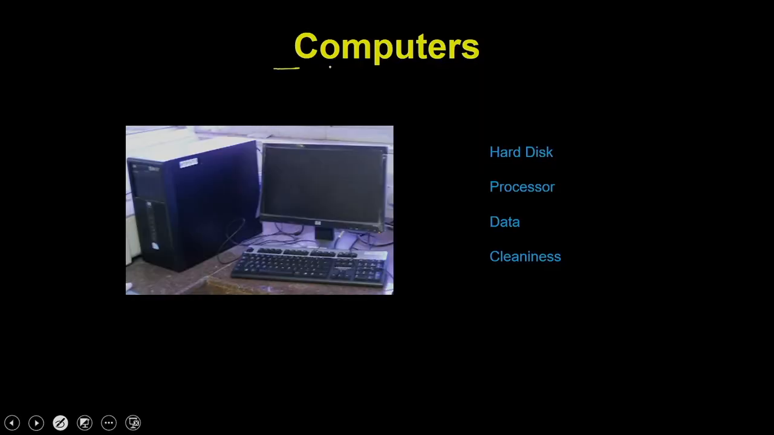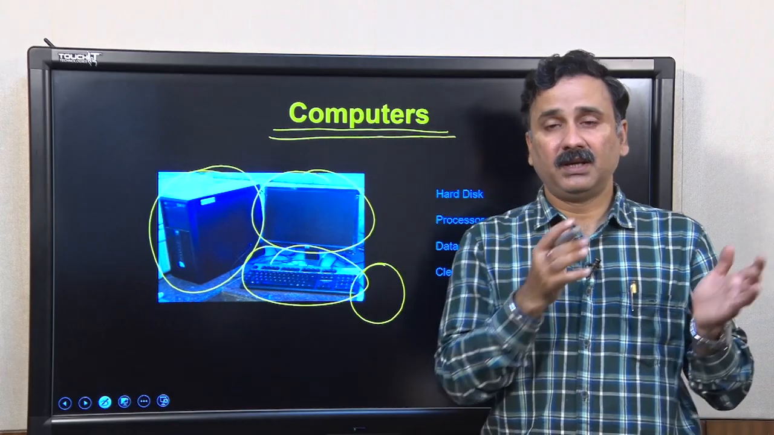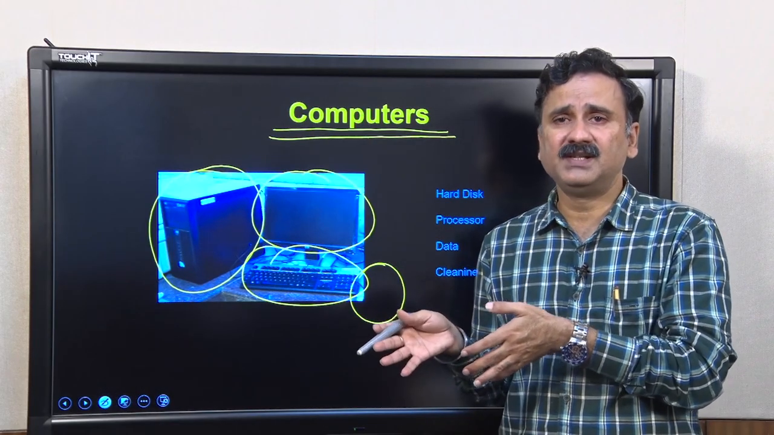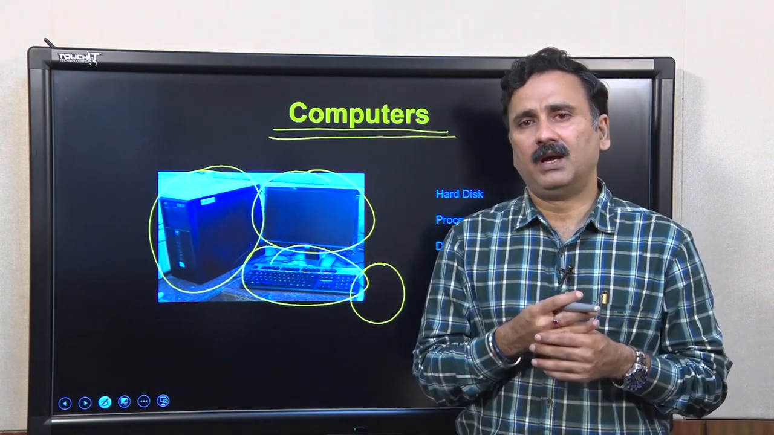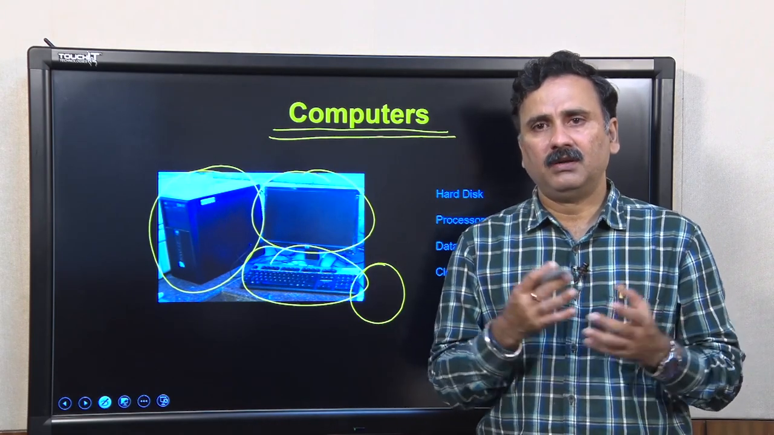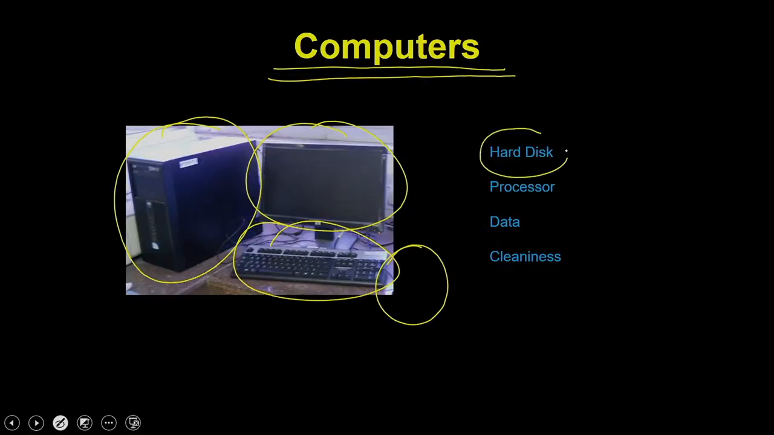Now apart from that, every lab normally contains computers. So this is a typical computer where you have a CPU, a monitor, a keyboard, and a mouse here also. Most of the computers are either connected to instruments, or used simply for your own personal use, like browsing the net or reading research articles. You have to be very, very careful about the hard disk, the processors, the data, and the cleaners.